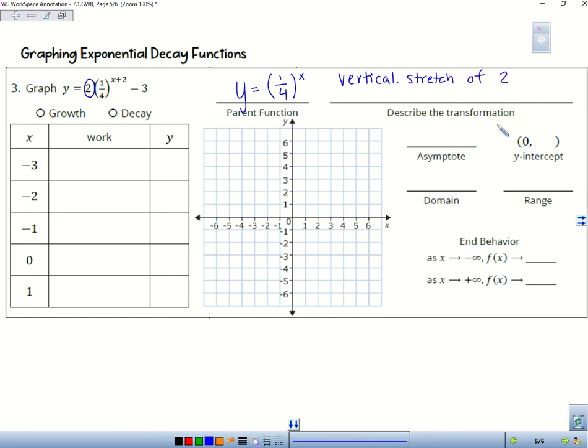Now how do you differentiate vertical stretch and vertical compression? Vertical stretch is if that number is bigger than 1. Vertical compression is if that number is less than 1. So like between 0 and 1, like a decimal or a fraction. Now if that number is negative, it would also be a reflection, but it's not, so we don't have a reflection here. Now we also have that +2, which means we're left 2 units.